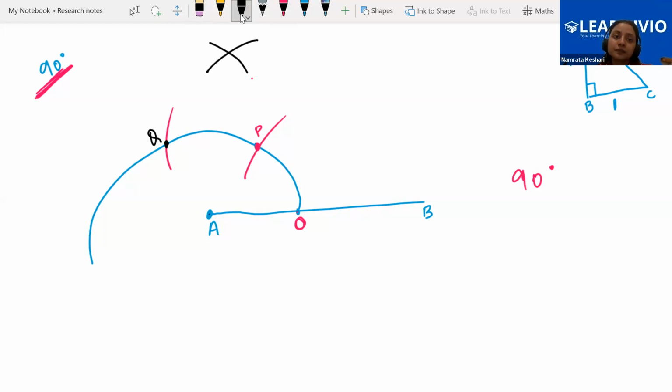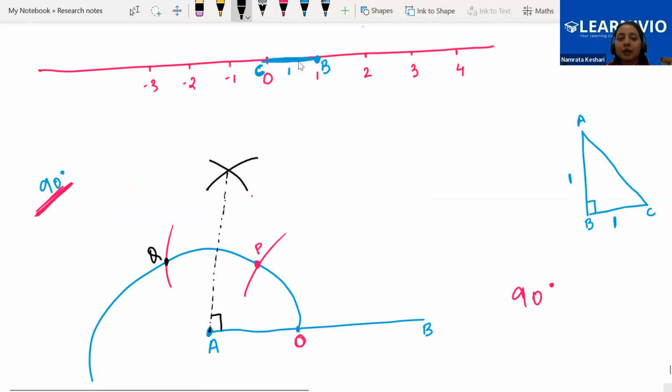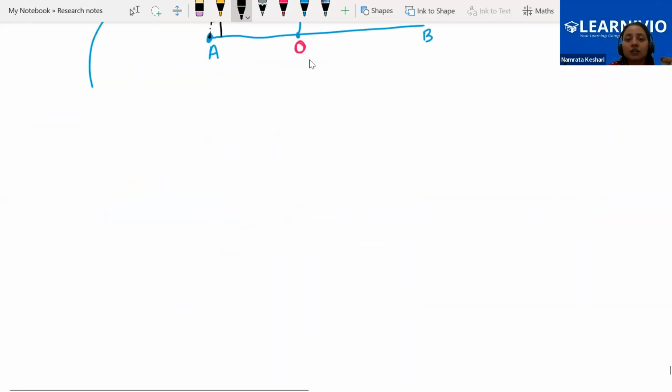Yes, ma'am. Now, when we join it with A, that is our 90 degree right angle. Any confusion? No, ma'am. If in your school you are supposed to use the compass, then the whole process you have to do at point B. Now your question is how we will do it on B. No worries, we will be drawing a straight line like this.